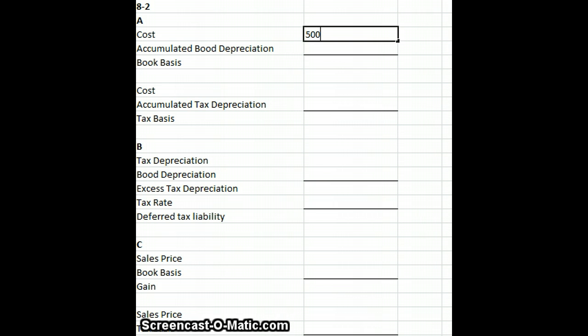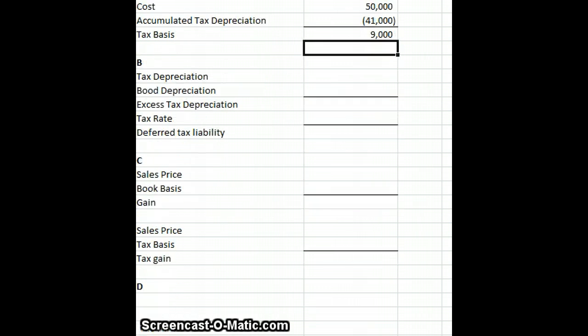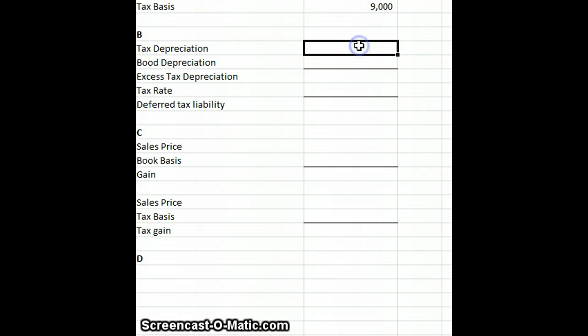For our book basis, we're going to take our $50,000 cost, subtract our $37,200 accumulated depreciation, and that's going to give us our basis on the books of $12,800. Okay, for tax purposes, we have the same cost of $50,000. We have accumulated depreciation of $41,000, giving us a tax basis of $9,000 for tax purposes.